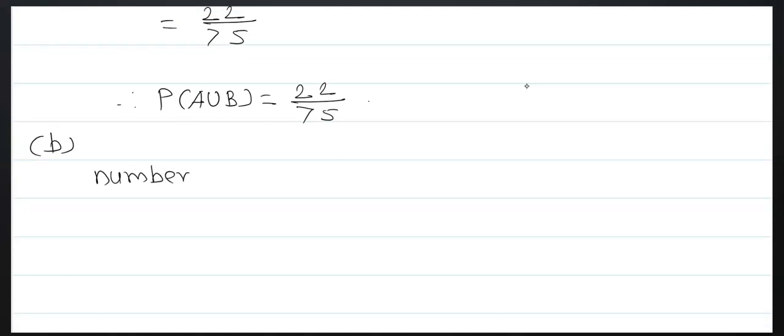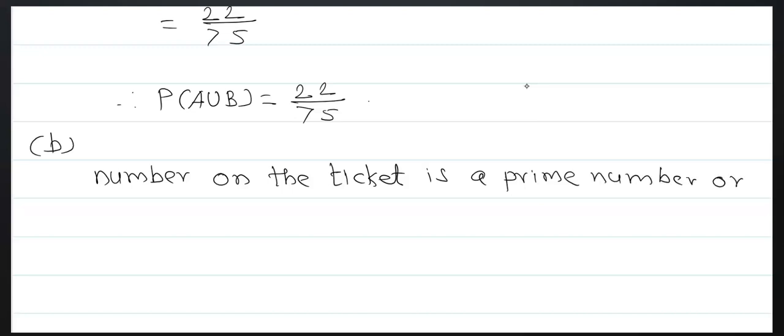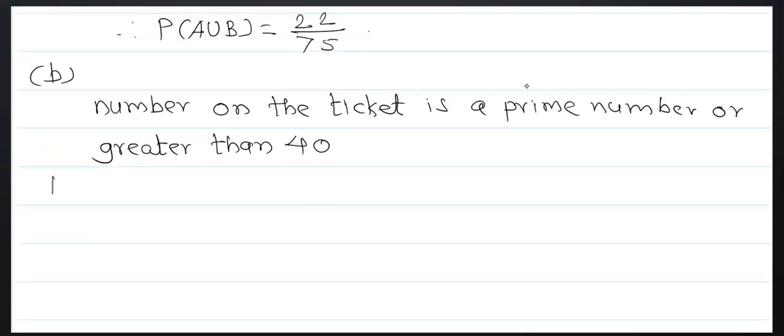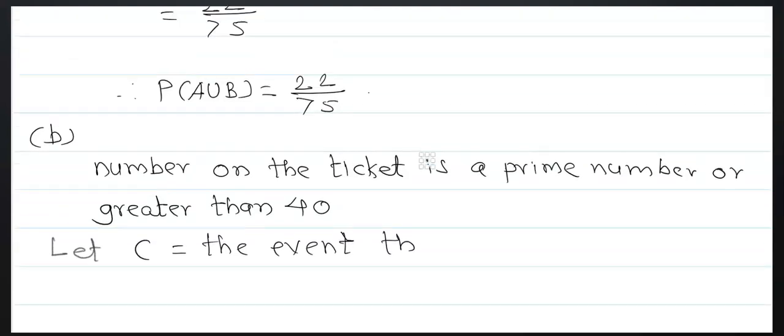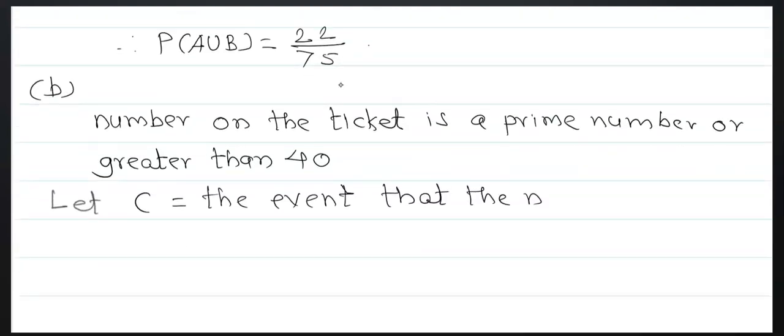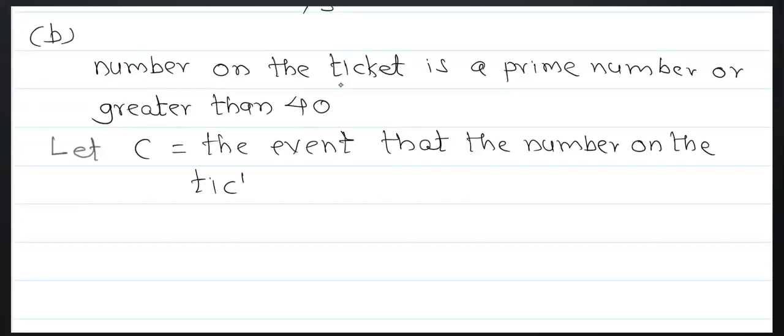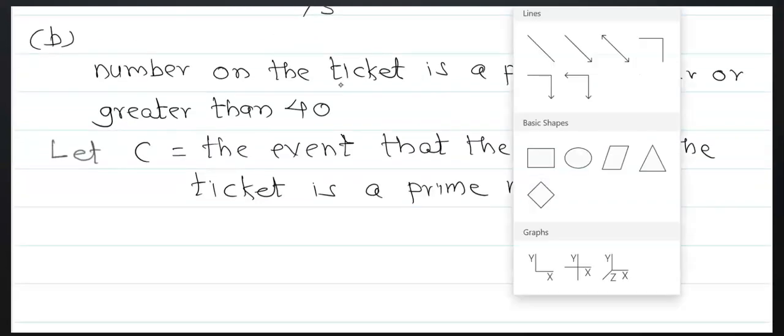B, the number on the ticket is a prime number or greater than 40, given that the number on the ticket is a prime number.